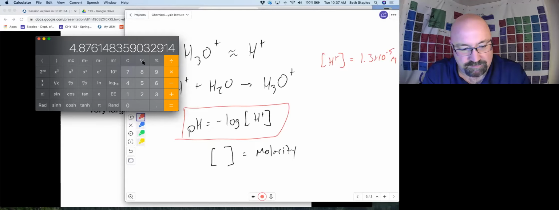pOH is the same thing, only now we're going to take the negative log of our hydroxide ion concentration. That's it, same idea.